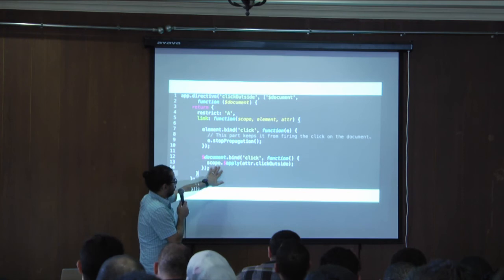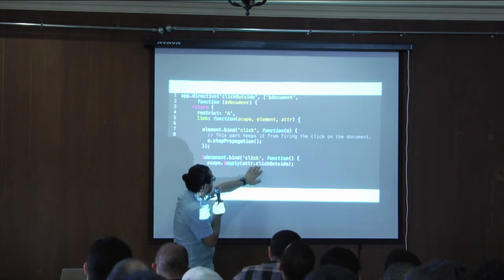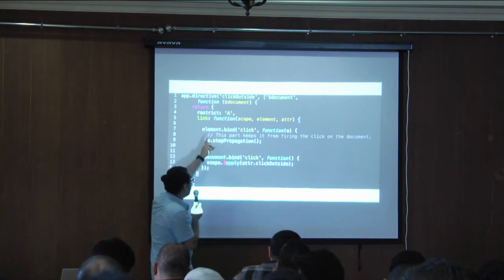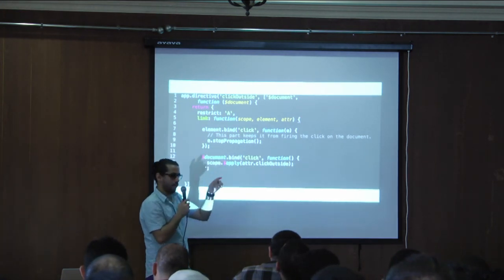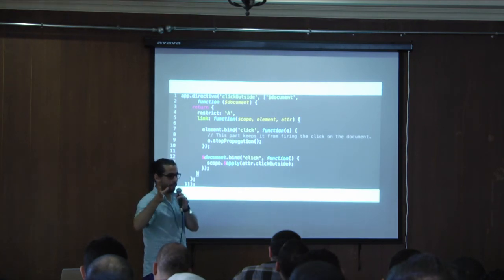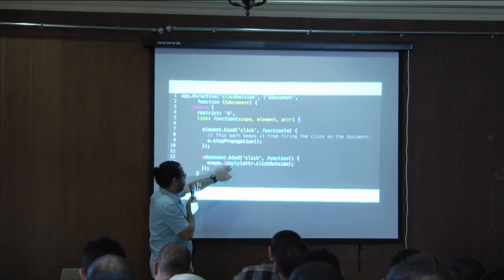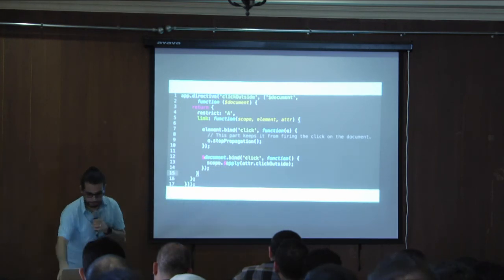And this is actually cool because I'm passing an expression here, as an attribute. I access it through attribute, not even scope. I access it from click outside, and it's going to be click dash outside, and an expression. It's probably going to be a function, or actually any expression. And it's going to apply it.